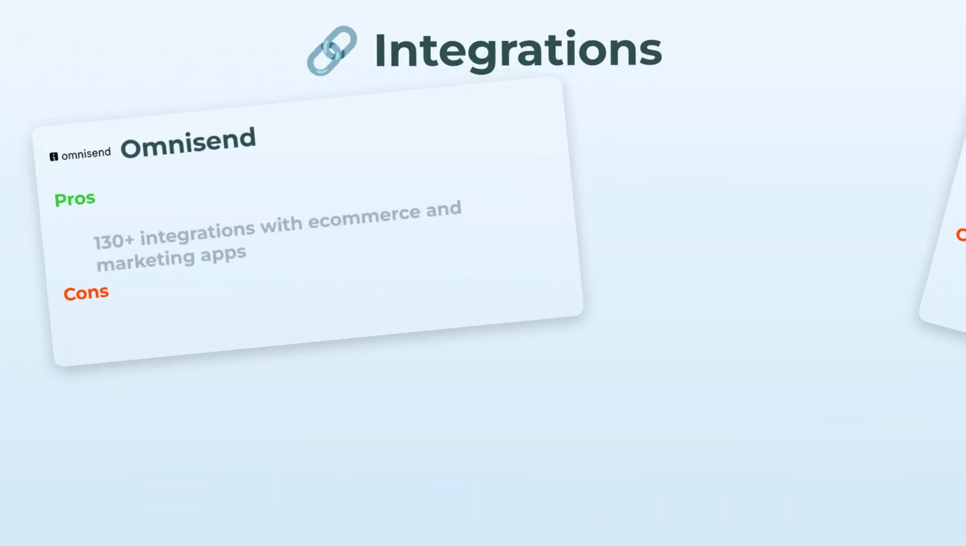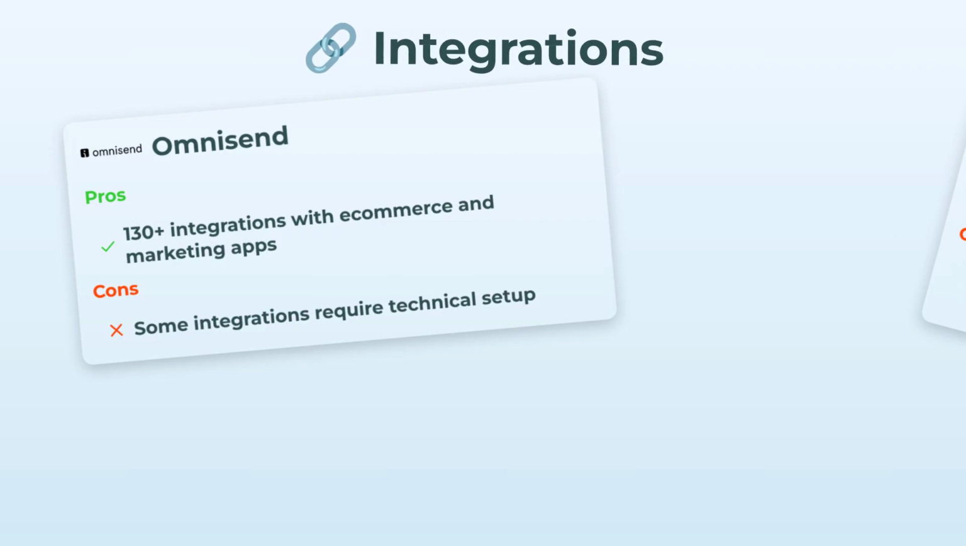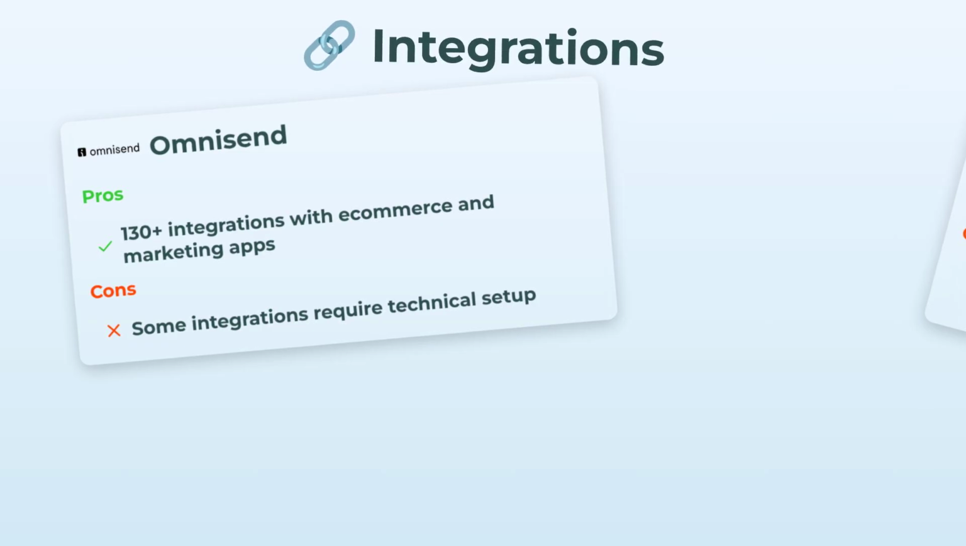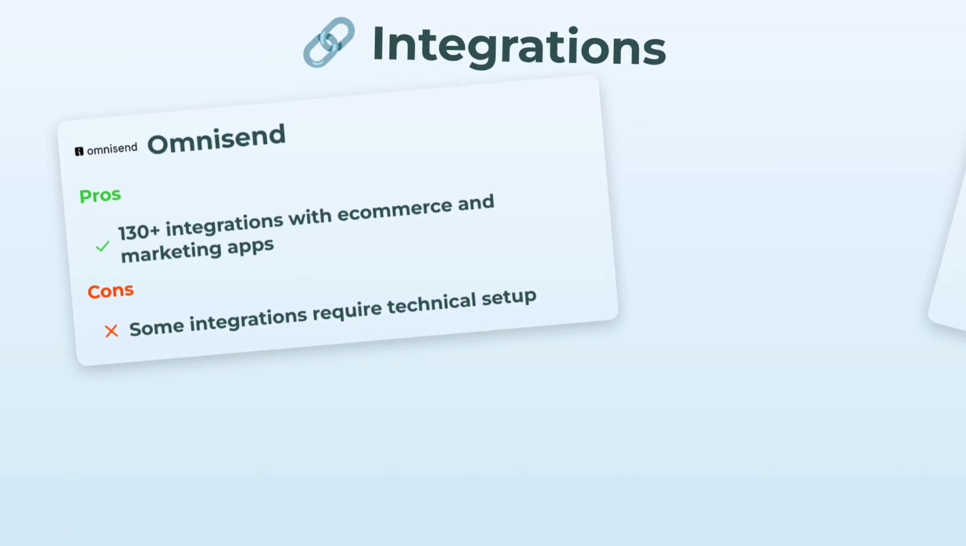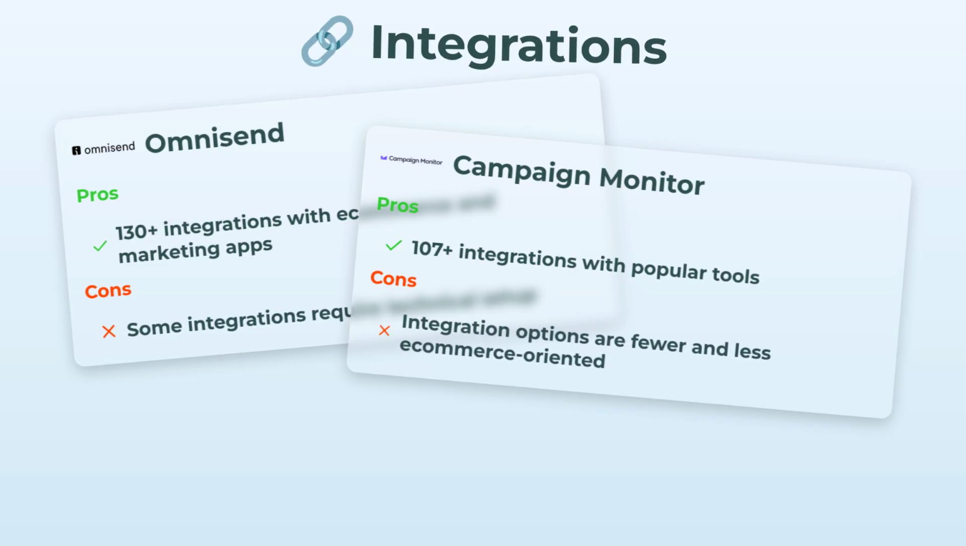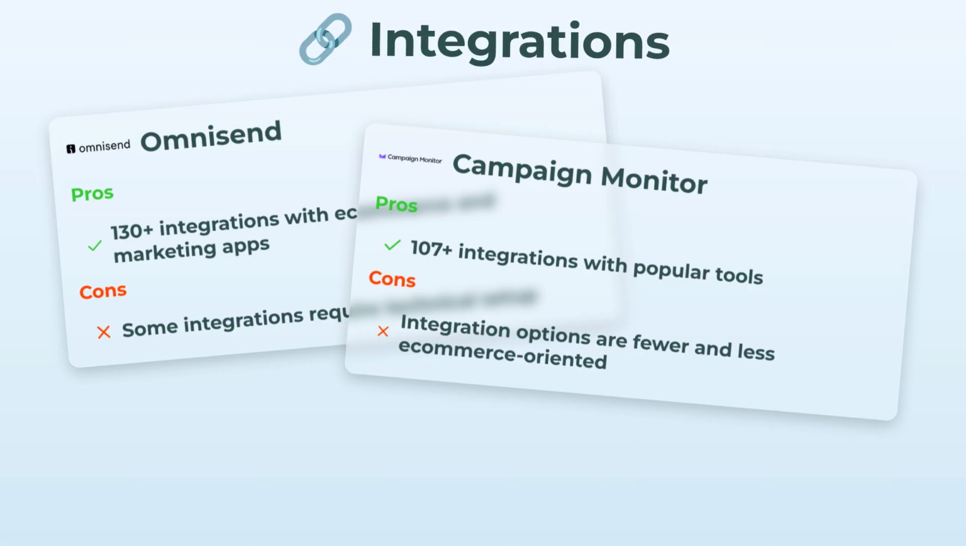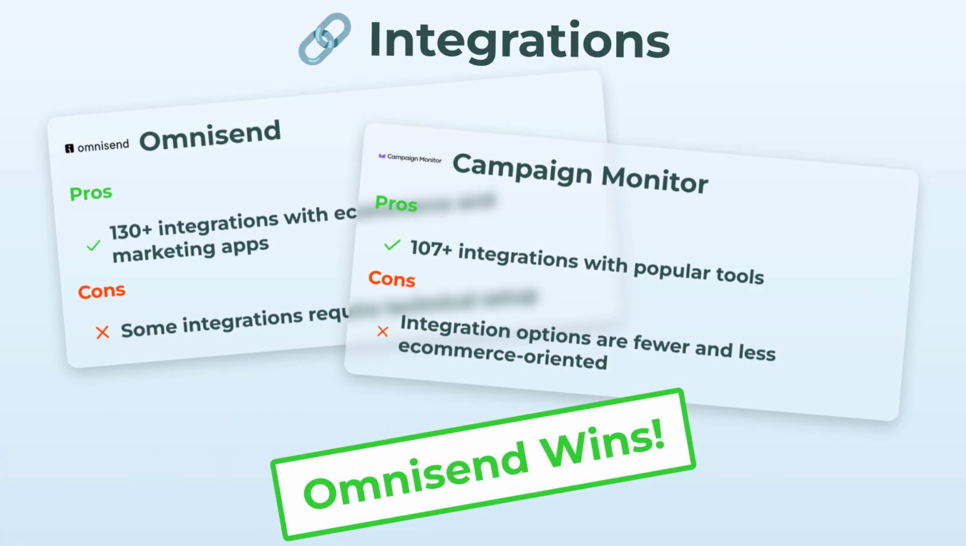Next up, integrations. Omnisend has a whopping 130 plus integrations, mostly laser-focused on e-commerce and marketing apps. Like, if you run a Shopify or WooCommerce store, you're good. Some stuff does need a tech touch, though. Campaign Monitor? Still strong with 107 plus integrations, most of them pretty standard marketing tools, but overall not quite as dialed in for e-commerce. Verdict? Omnisend's got more options and shines for online sellers.